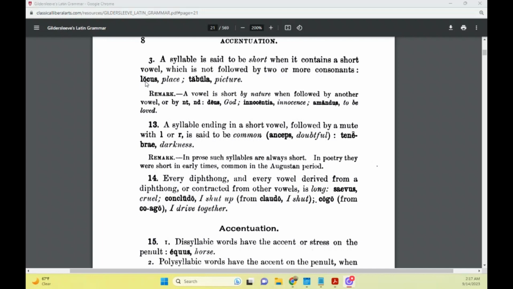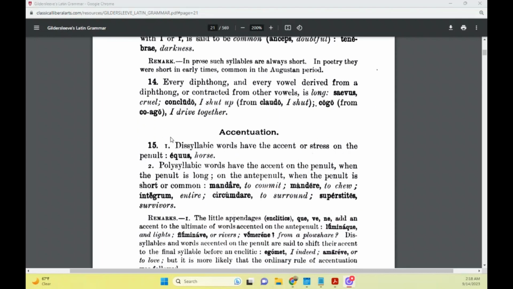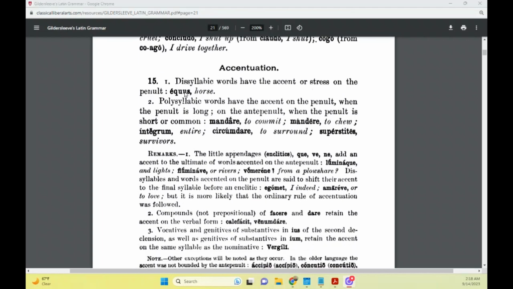Locus. Here we see anceps. The first syllable of a two-syllable word will always be accented. Here we see claudo. Here we see cogo. The first syllable of any two-syllable word will be accented. That's our first rule here in Article 15.